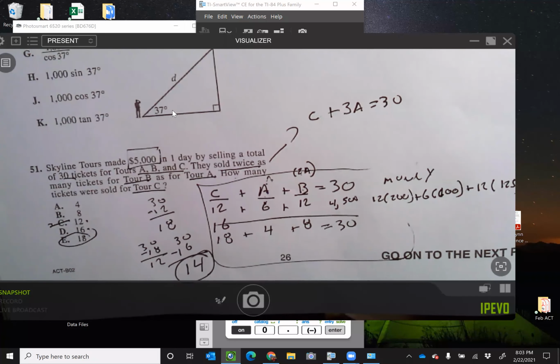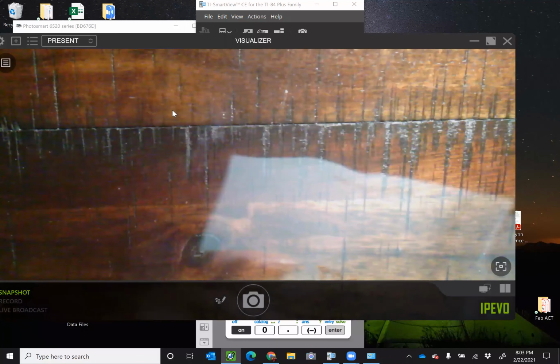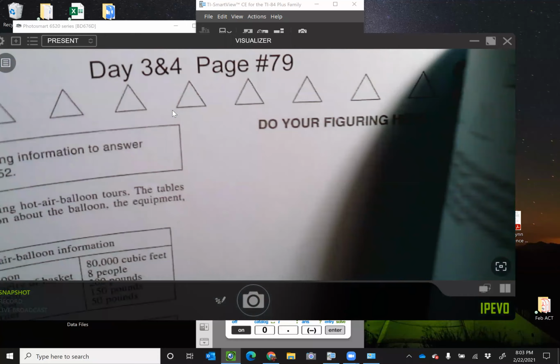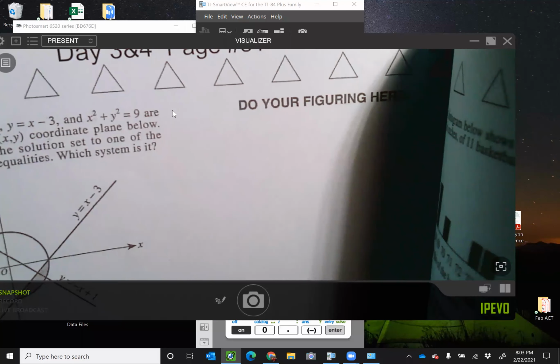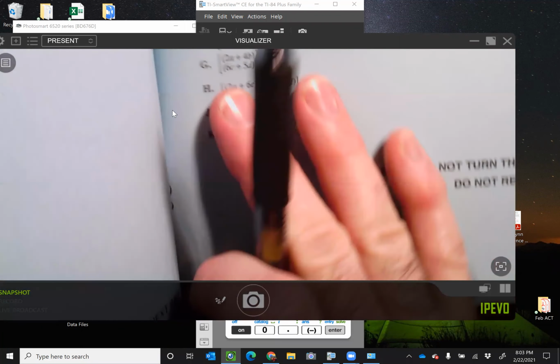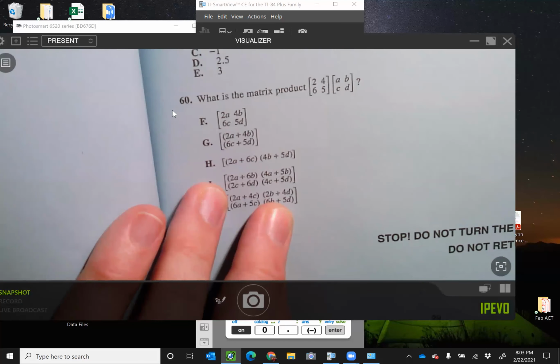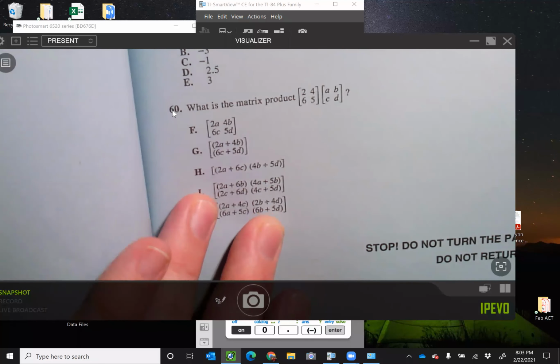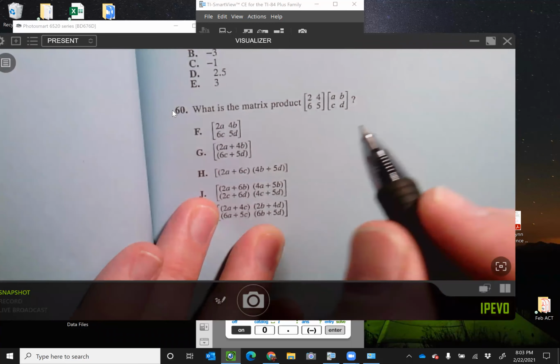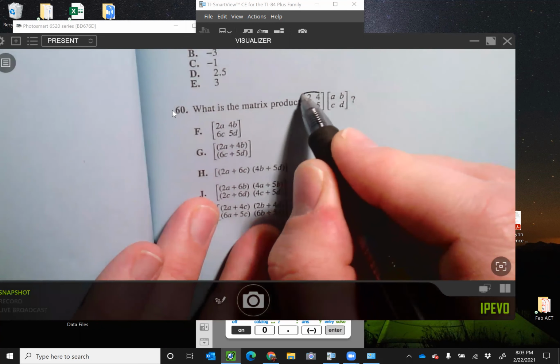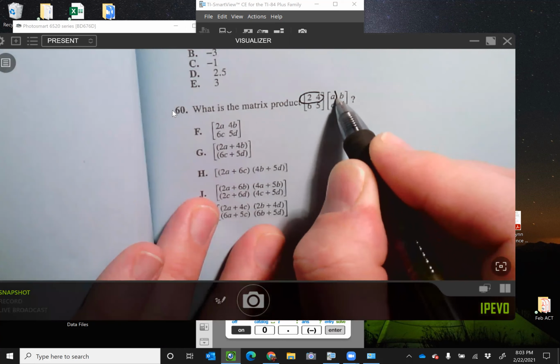I do want to do a matrix question because we did one when we last met, and I kind of want to do another one here. And that's number 60 here. Okay, and it's the last question of the test, which is supposedly like the toughest question in the world. It's really not, okay? You just got to remember how to multiply matrices. To multiply matrices, we take this row and multiply it by this column.